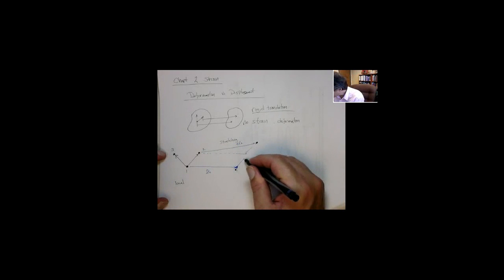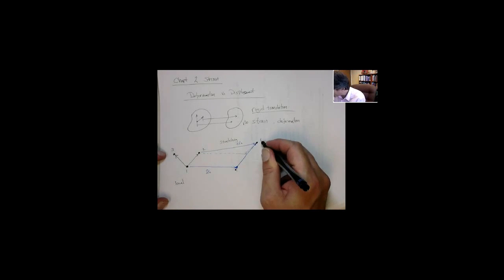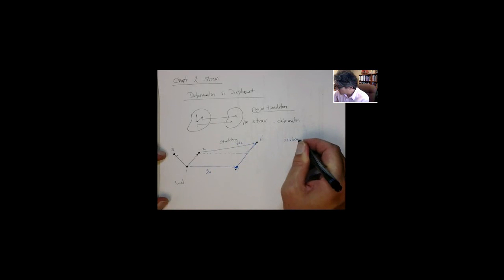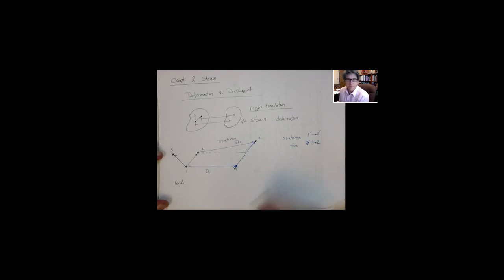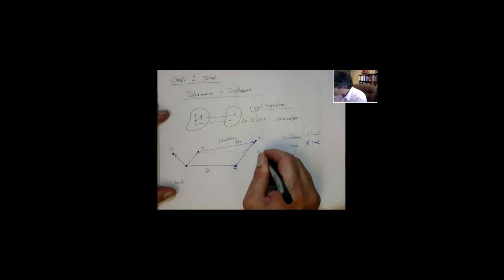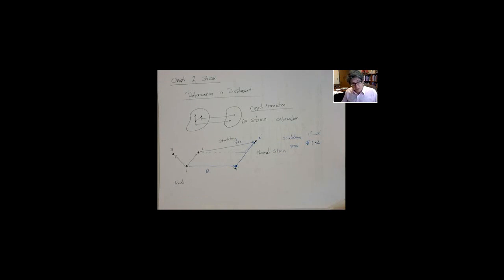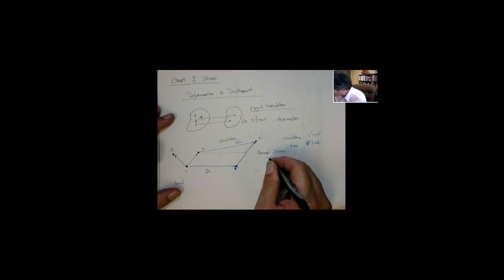And if you look at this line segment, I'll put little primes here to note the deformed configuration. The line segment from 1 to 2 has stretched to 1 prime, 2 prime. So there's a stretching of 1 prime, 2 prime from the undeformed configuration, which is 1, 2. That's one type of deformation we want to capture, and we refer to it as normal strain. That's the one associated with normal stresses. We'll have a shear strain too, just like we had shear stresses, but normal strain is associated with stretching.